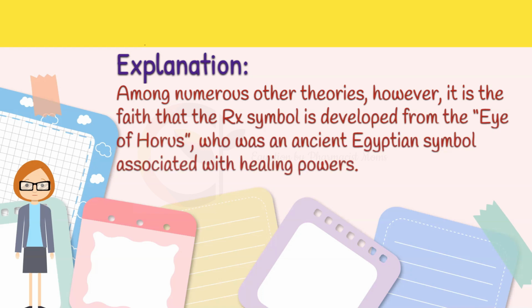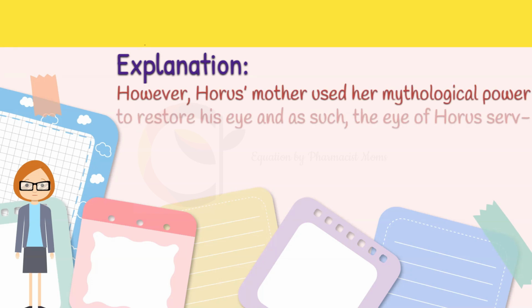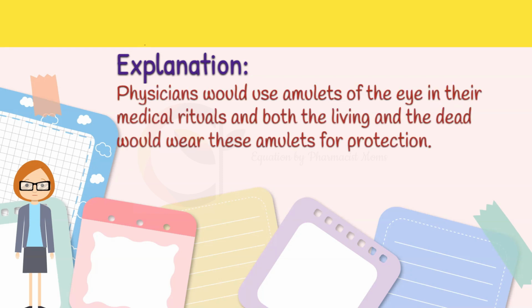Among numerous other theories, however, it is the faith that the Rx symbol is developed from the Eye of Horus, who was an ancient Egyptian symbol associated with healing powers. Within Egyptian mythology, the god Horus lost his eye to an attack from Seth, an evil deity. However, Horus' mother used her mythological power to restore his eye, and as such, the Eye of Horus served as a symbol of healing and protection in ancient Egypt. Physicians would use amulets of the eye in their medical rituals, and both the living and the dead would wear these amulets for protection.